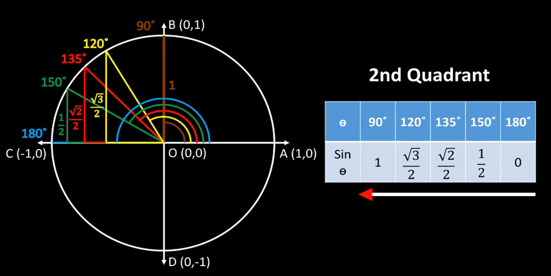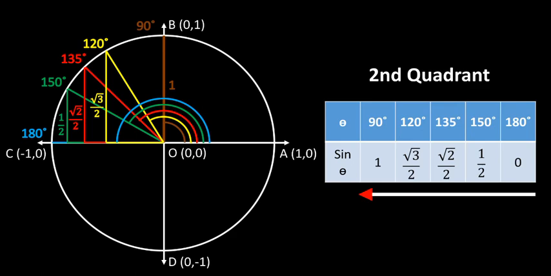In this figure, the vertical brown line gives the value of sine of 90 degree. So sine of 90 degree is equal to 1. The vertical yellow line gives the value of sine of 120 degree. So sine of 120 degree is equal to half of square root of 3.